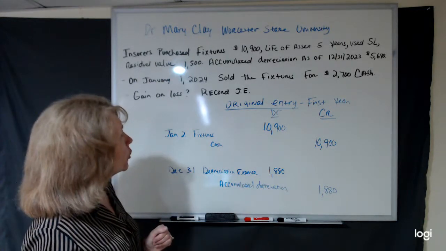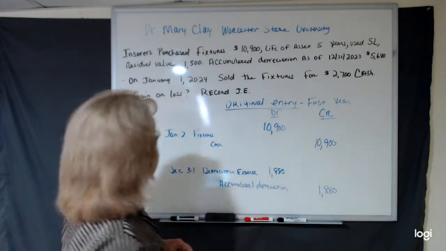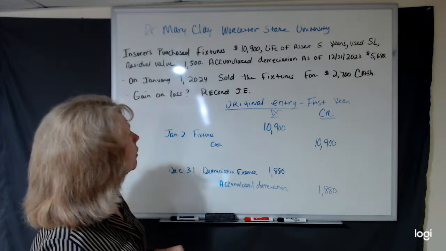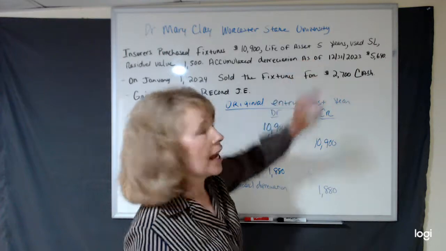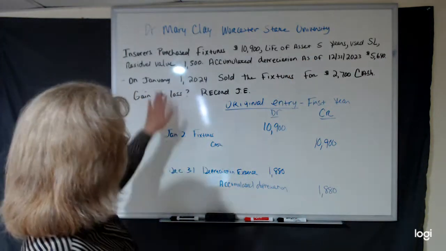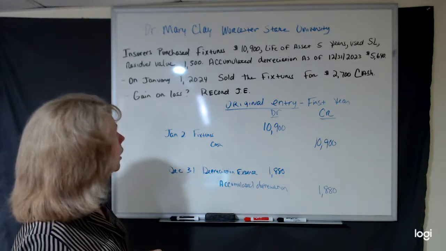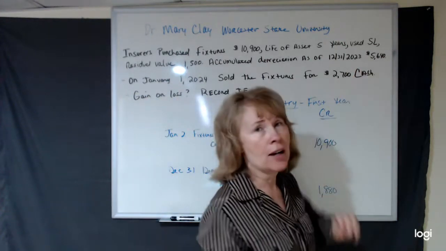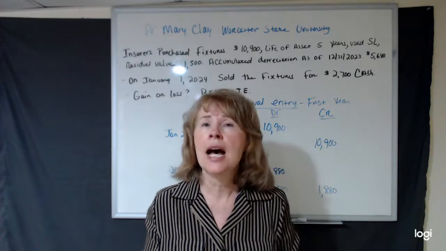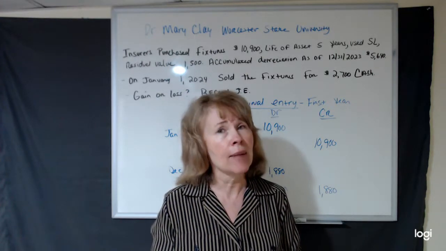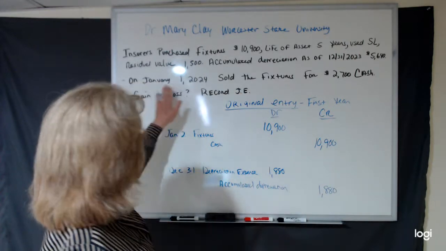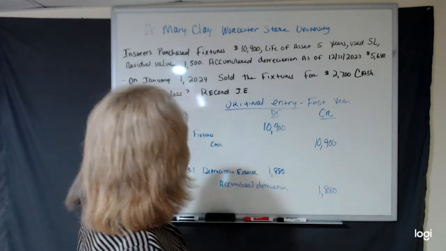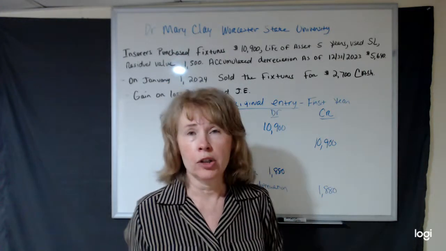Insurers purchased fixtures for $10,900 on January 2nd, 2021. The life of the asset is 5 years, and they use the straight line basis. The residual value is $1,500. The accumulated depreciation as of 12/31/2023 is $5,640, and I'll show you how you get that. However, that number will be given to you in the lab. On January 1st, 2024, they sold the fixtures for $2,700 cash. You're going to figure out a gain or loss, and you're going to record a journal entry.